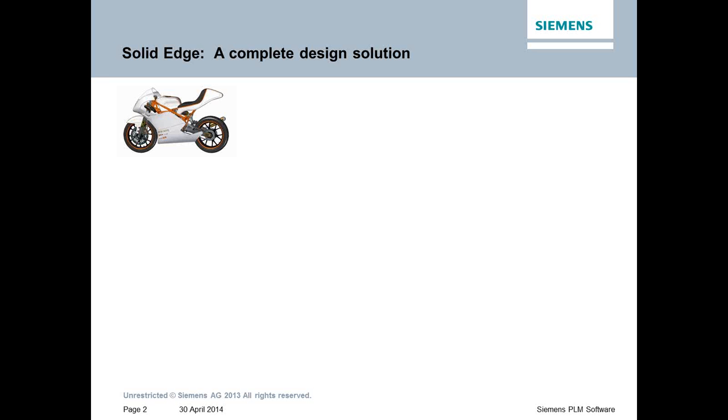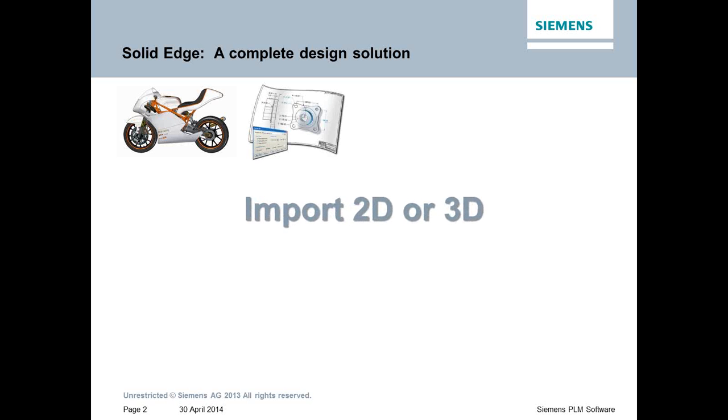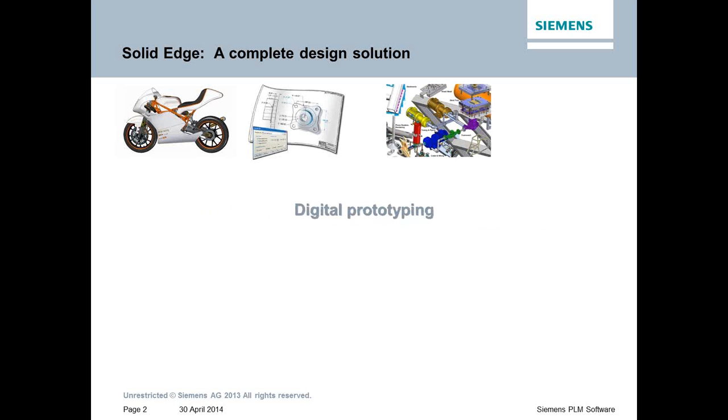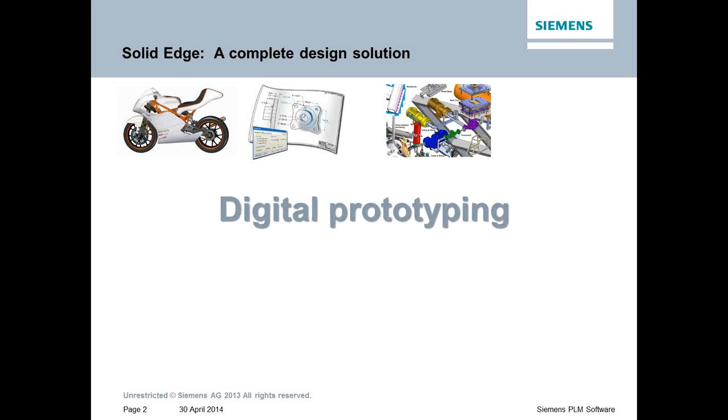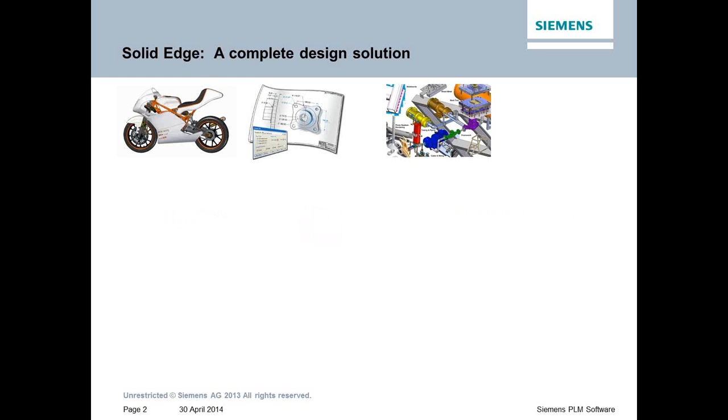The Synchronous Technology application is something that's going to be very easy to use and allow you to design very flexibly. Other things that we're able to do in Solid Edge is we can import 2D and 3D data from other sources and make modifications to those. We can also do other types of digital prototyping for your design needs, whether you're doing routing, frame design, or any other type of application that's common to engineering.